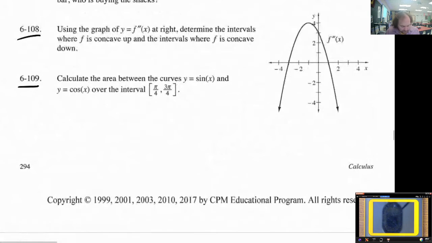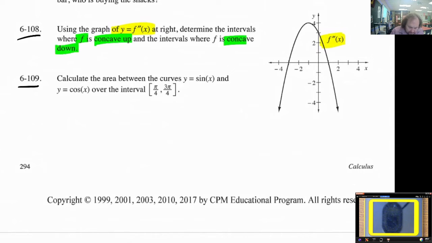All right. So for 6.3.108, we have, using the graph of f double prime at right. Probably important to point out that this is the second derivative graph. We're going to determine the intervals where f is concave up and concave down.